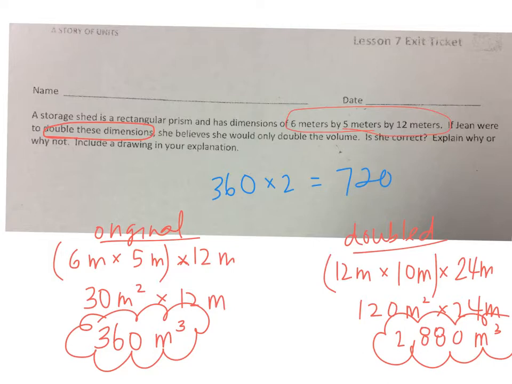Why is that? Well, we had to multiply 6 times 2, and we had to multiply 5 times 2, and then we had to do 12 times 2 to get the doubled measurements. Do you agree? So how many times were we multiplying by 2? We did 2 times 2 times 2. How many times did we multiply by 2? 3. What is 2 times 2? 4. Times 2. 8. Huh. How many times bigger is 2,880, our new volume, compared to 360? 8 times, because we actually multiplied by 2 3 times. Do you see that?